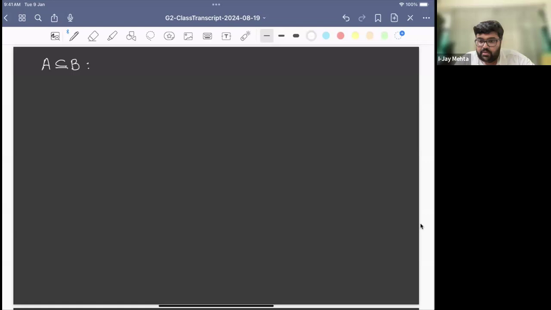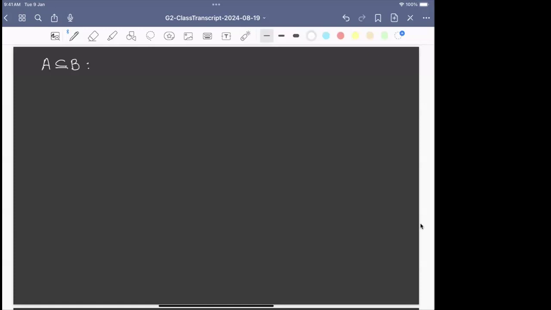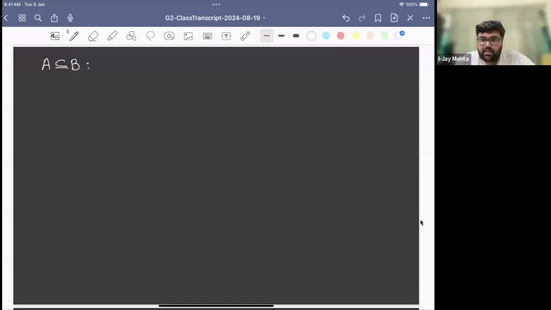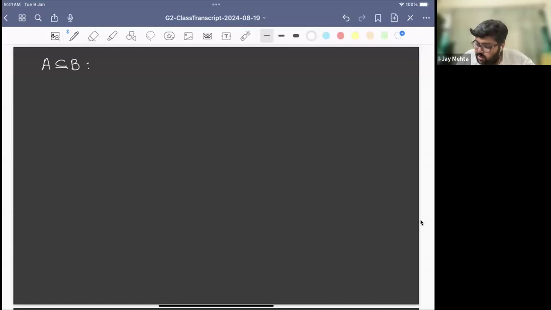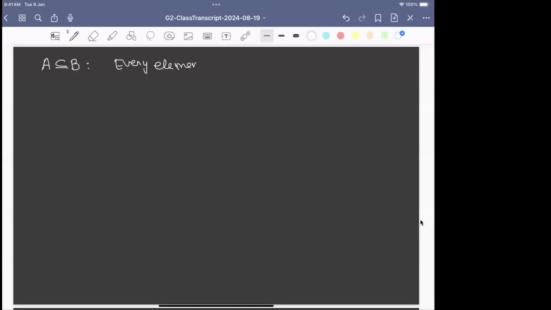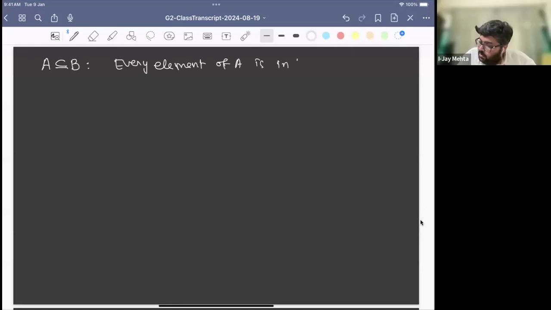Yes, room number 7, Shivam. When do we say that A is a subset of B? If all the elements of A are in the set B, then A is known as a subset of B. So every element of A is in B. Yes, thank you. Or we say that all the elements of A are in B. So all these are very different ways of writing in English.